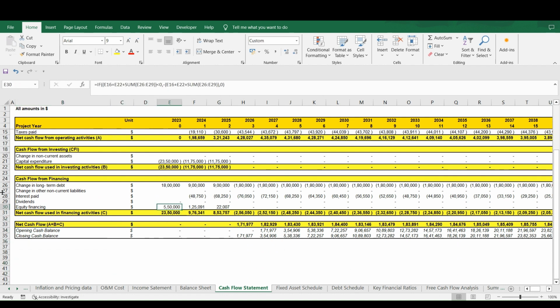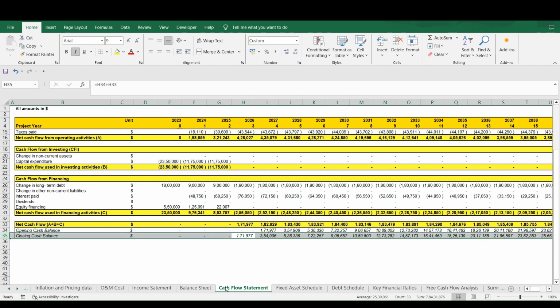So equity financing is the financing that needs to be done so that our operation can keep on running, because the debt loan will not be able to service it. So this is the equity that we need to raise year on year until our operations become sufficient to fund our growth. Then we have our net cash flow, that is the sum of all three. Then we have our opening cash balance and the closing cash balance for the year. This closing cash balance goes into the balance sheet, as you can see here.